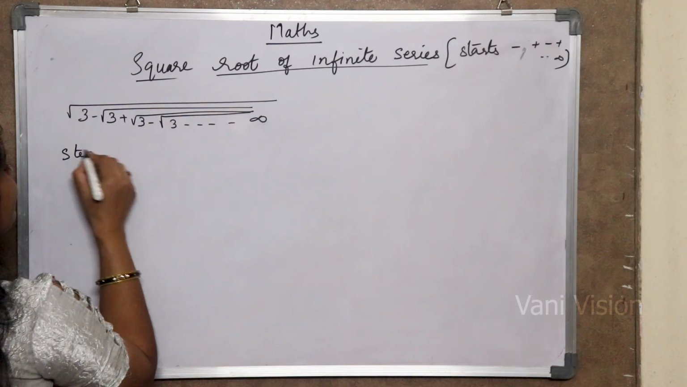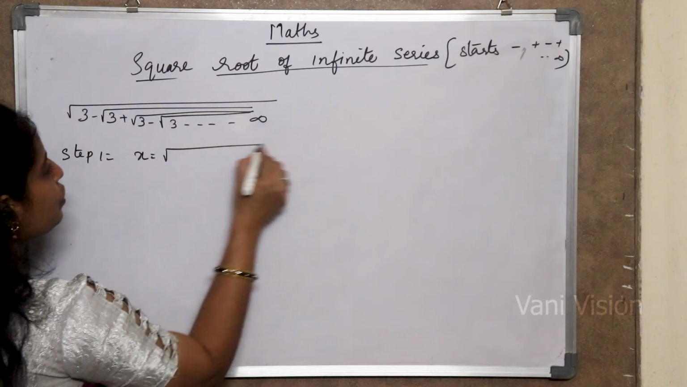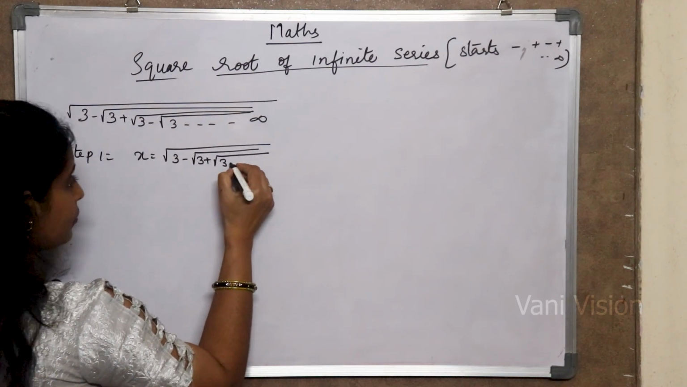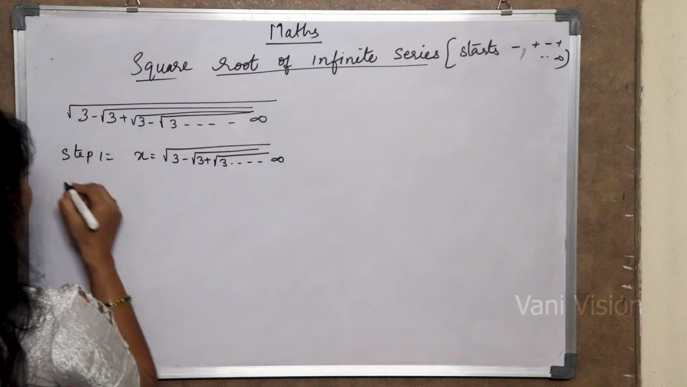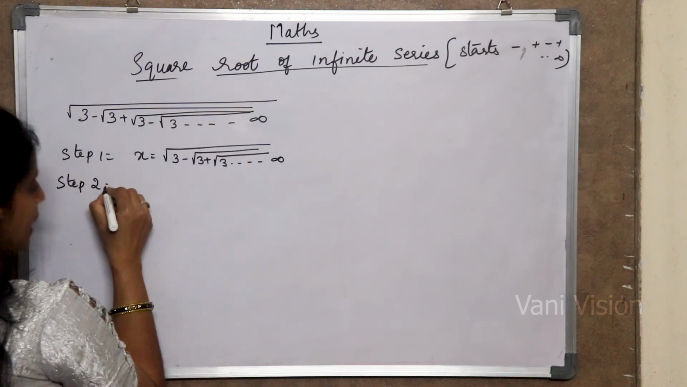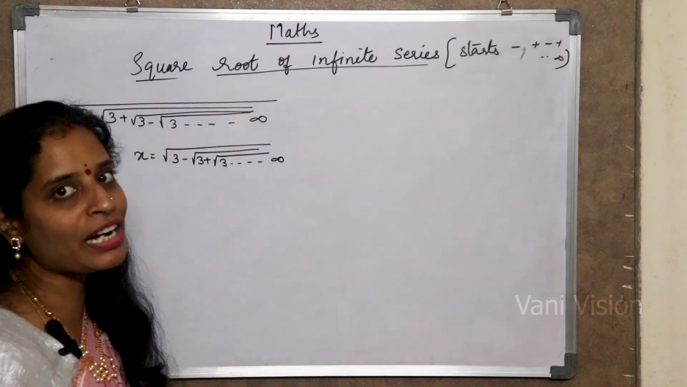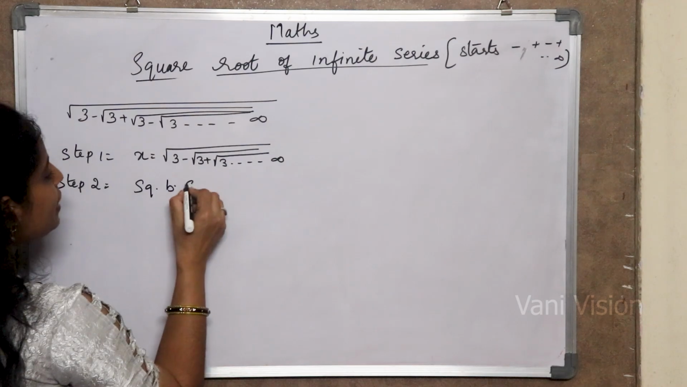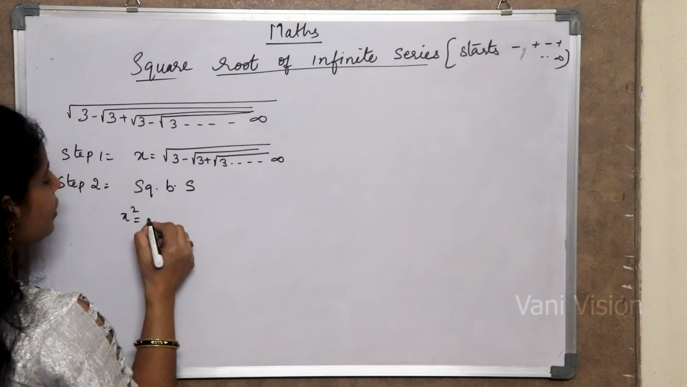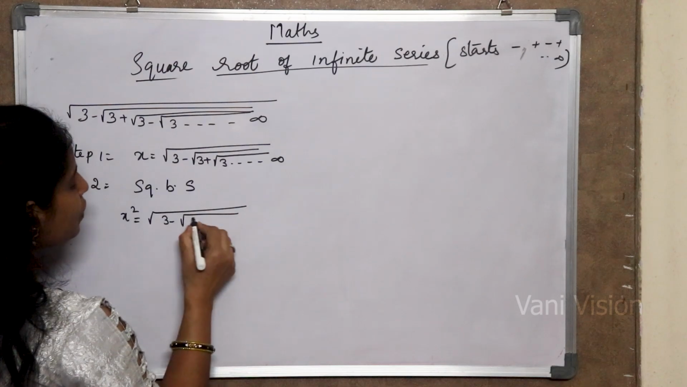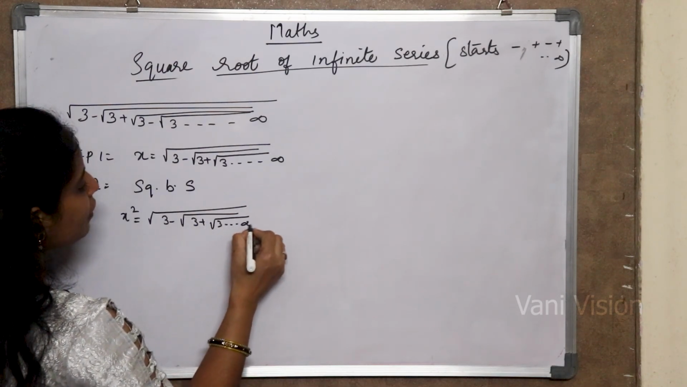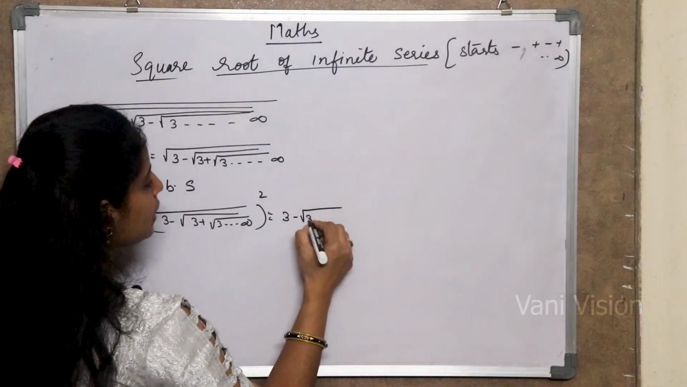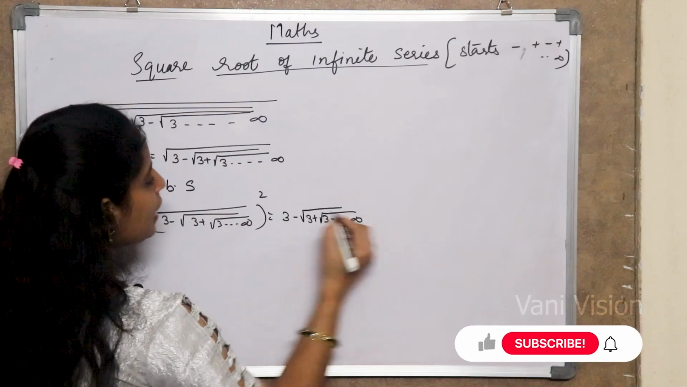Step 1, equate the series with x. x is equal to root over 3 minus root over 3 plus root over 3, so on to infinity. Now step 2, as I said, step 2 and step 4 we are going to square on both the sides. Remember. So squaring on both the sides, x square is equal to root over 3 minus root over 3 plus root over 3, so on to infinity, whole square. What will we get here? 3 minus root over 3 plus root over 3, so on to infinity.